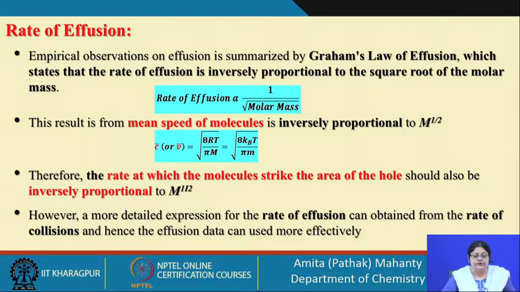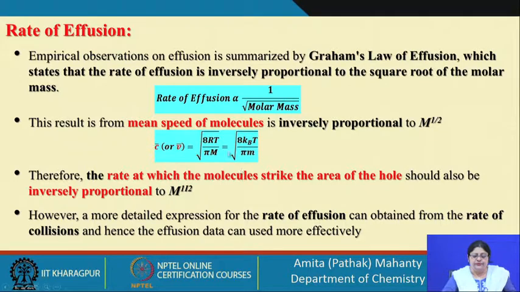The empirical observation on effusion is summarized by Graham's law of effusion, which states the rate of effusion is inversely proportional to the square root of the molar mass. What is effusion? Effusion is when you have a gas particle moving through a hole, the rate at which it is going to pass through the hole. So, it is going to depend on the number of times it is going to strike that hole. So, actually it is going to be related to the collision on the wall, and this wall has an area, but the particle does not strike and come back, it passes through.